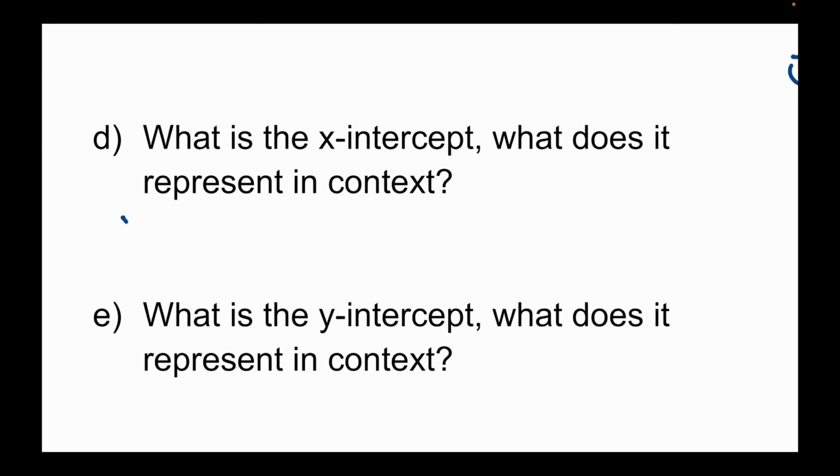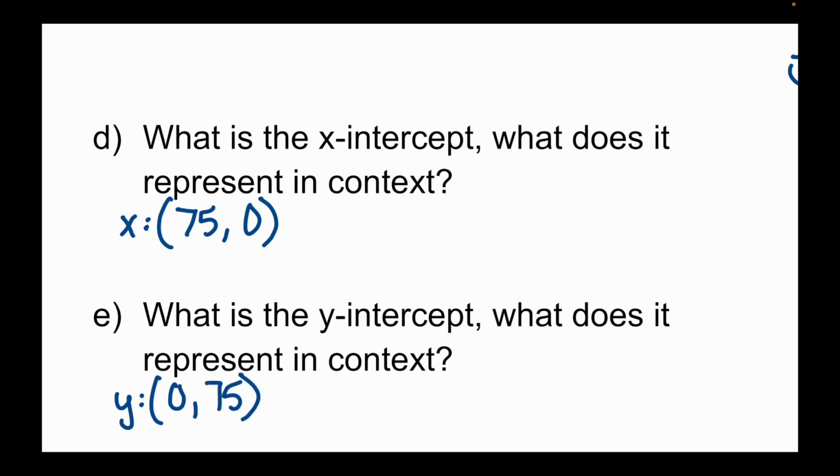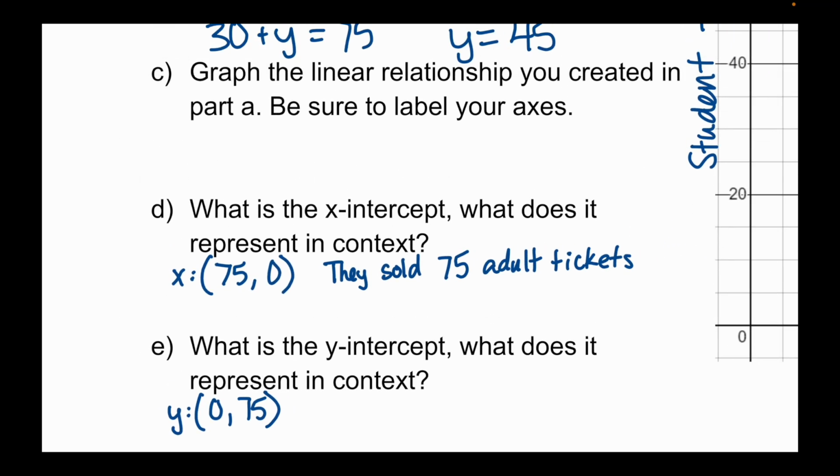The x-intercept, we said that our x-intercept was when we have an x value and the y value is 0, and so that was 75 and 0. The y-intercept, I'm going to write down here, of 0 and 75. So what does this represent? This represents if they sold 75 and X was adult tickets, and no student tickets.